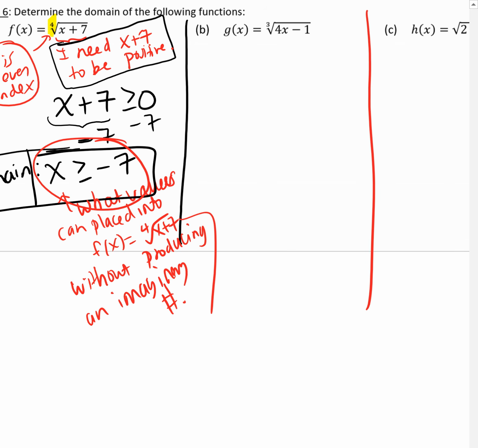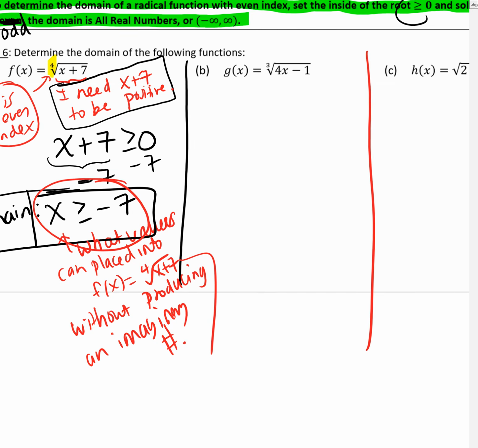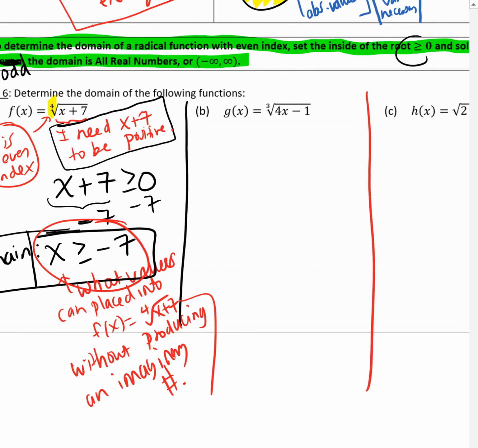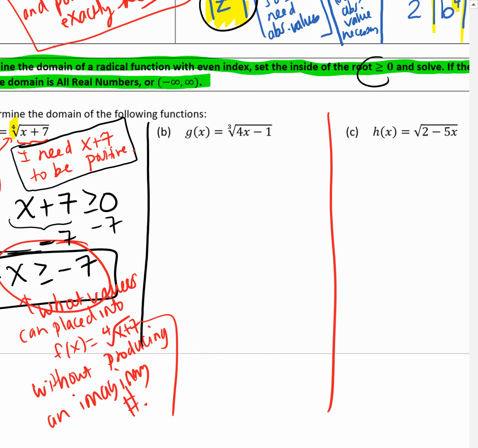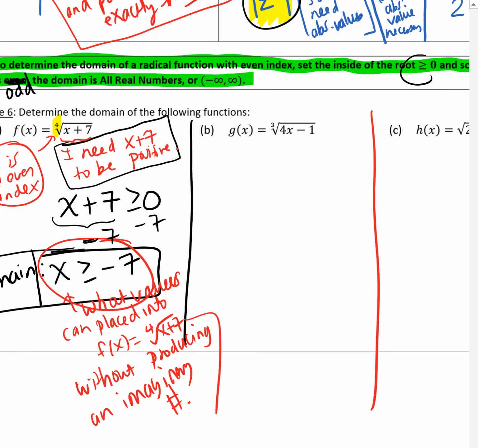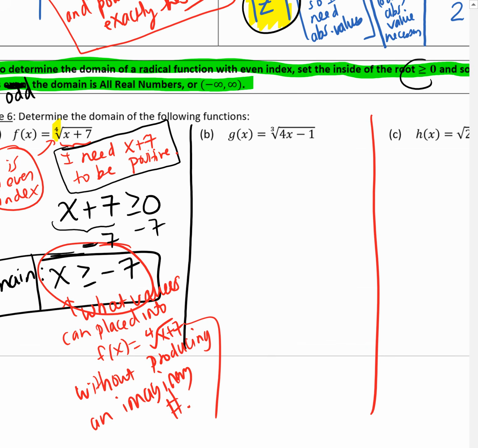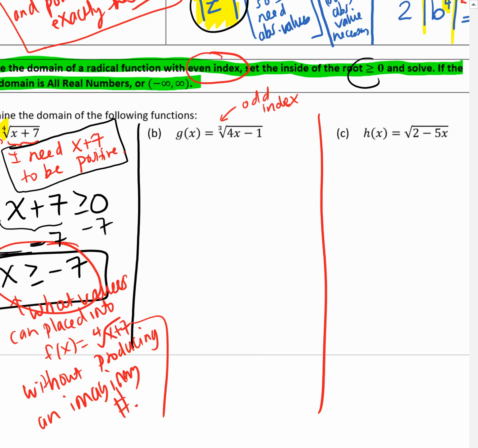Alright, now part B, it has g of x equal to the cube root of 4x minus 1. And maybe I'll read this again just to see what to do. It says, first, to determine the domain of a radical function with even index. But we don't have that. This is an odd index. So what follows that sentence is not going to help me. I need to move on and see what else they say.